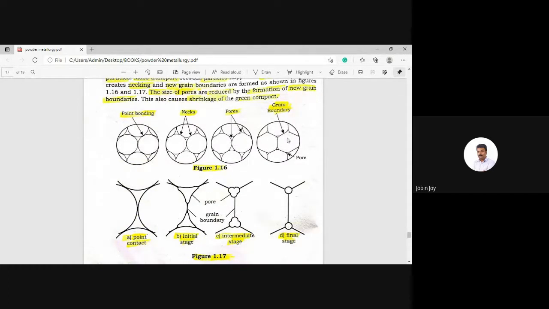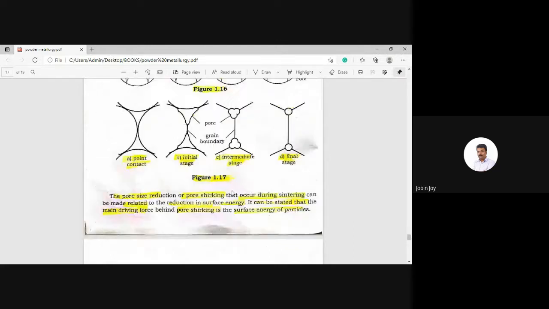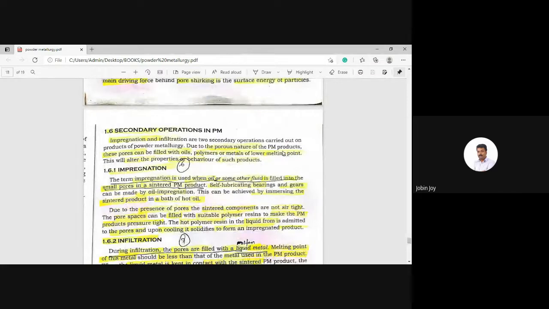Here you can see the pores. Because of this porous nature of powder metallurgy products, these pores can be filled with oils, polymers, or metals of lower melting point. Because of these secondary operations, we can alter the properties or behavior of such products through impregnation and infiltration.